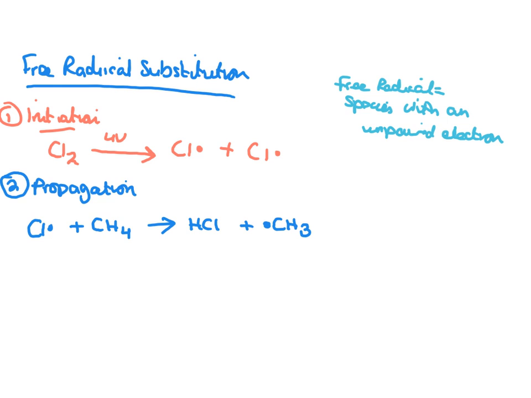The second step of propagation is that the methyl radical is going to meet a new chlorine molecule. And again, radicals are highly reactive species, so it's going to take a chlorine atom from the chlorine molecule. So we're going to get chloromethane plus a new chlorine radical. Now, this chlorine radical can in turn go and react again and again and again, which is why we call this a propagation.